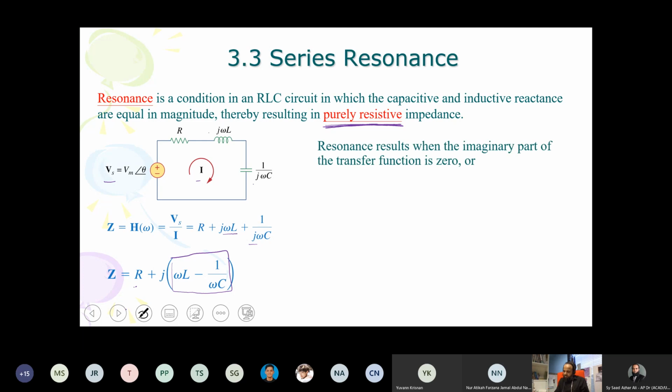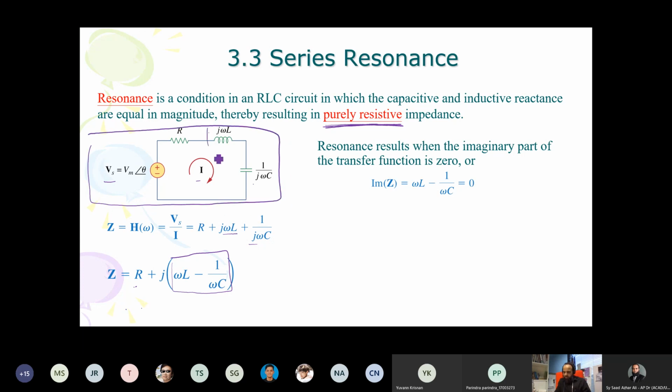Okay, so resonance results when the imaginary part of the transfer function is 0, or the imaginary part of Z, omega L minus 1 upon omega C, is 0. Are you guys following so far? If we want our circuit to perform at resonance, these two have to cancel out each other. The inductive reactance and the capacitive reactance have to cancel out each other.